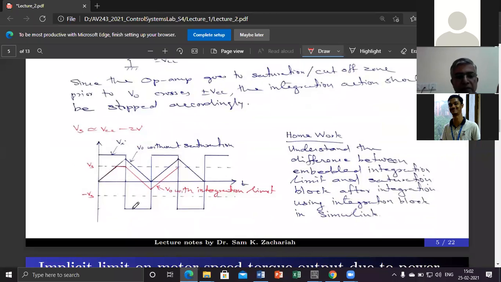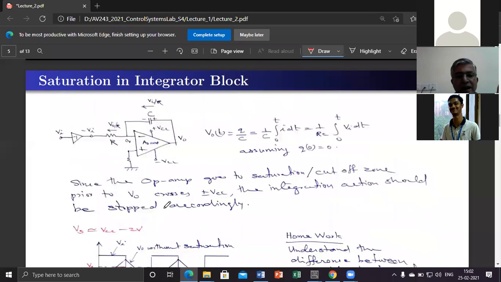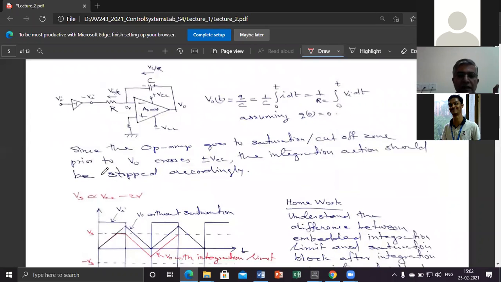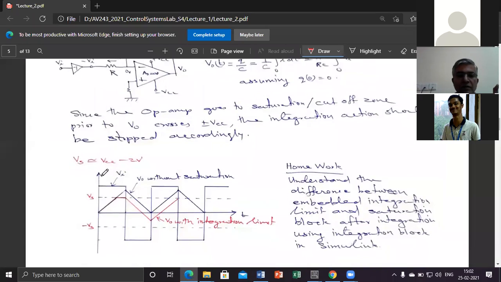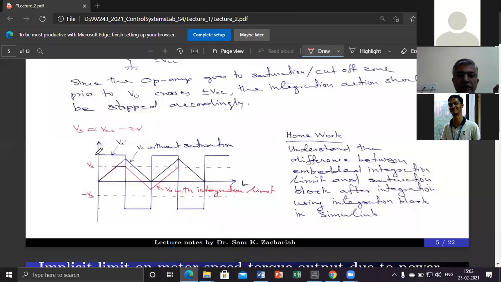Suppose you give a step command, a square wave command, and I put an inverting amplifier prior to that because this is an inverting integrator. So I put one more inverting stage at the input side itself to make it a non-inverting integrator. Then what we'll get is, if you give a positive square wave like this, it will integrate as a positive, non-inverting integrator.